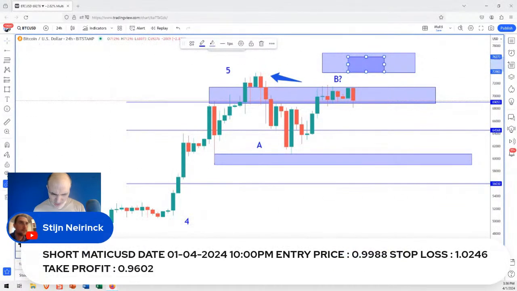Okay, the trade of the week was a good one. Steen is sharing trade of the week. Check this out. Short Matic. All right, let's take a quick look at that. Thanks for bringing that up, Steen.